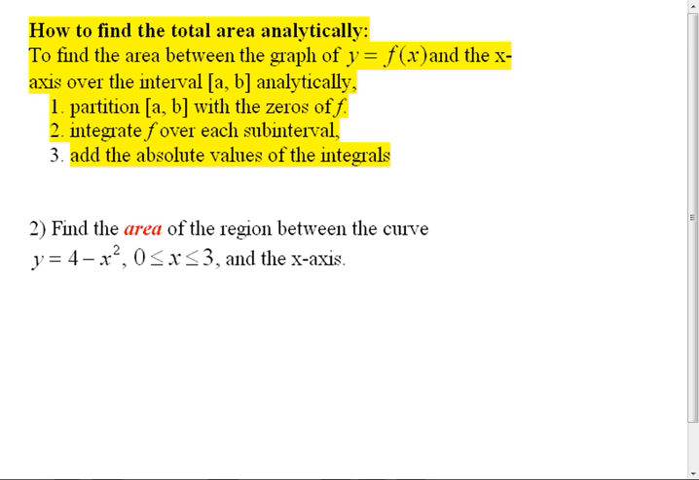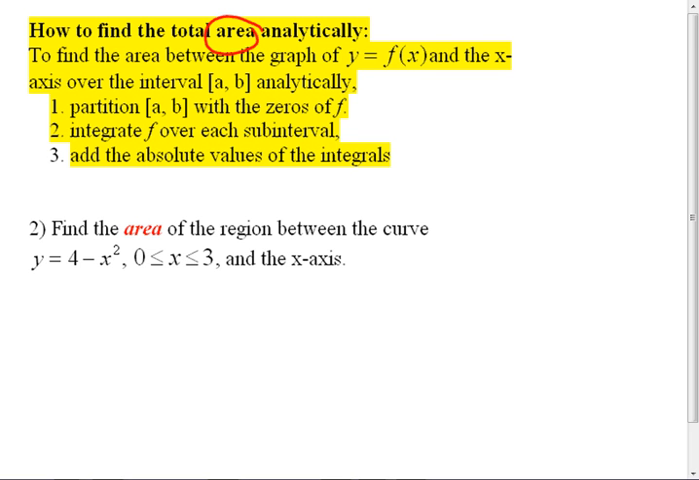Okay, ready? Now, one of the reasons that you're having problems with this is some of you aren't listening. Now, we are going to actually find the area. Jack, I want the area here.